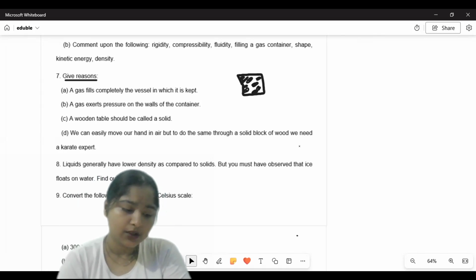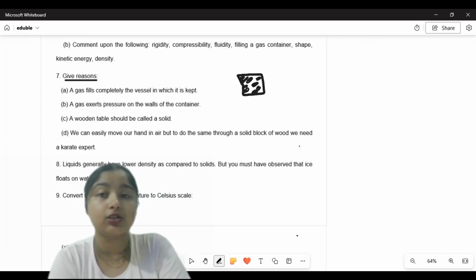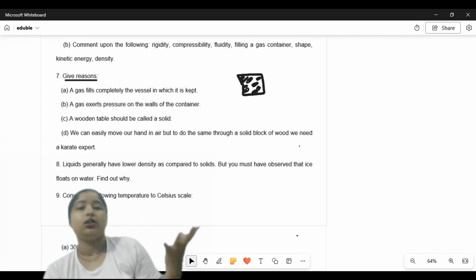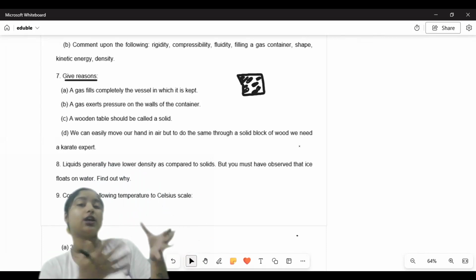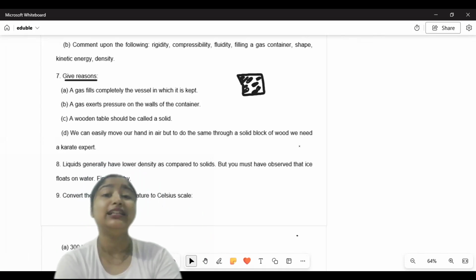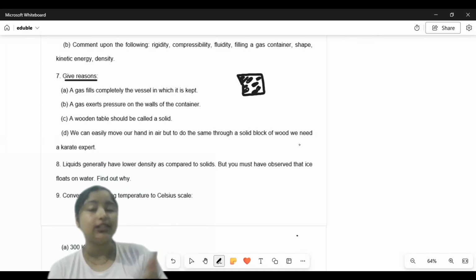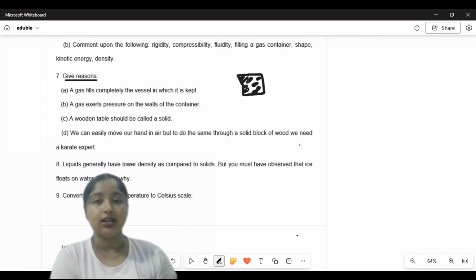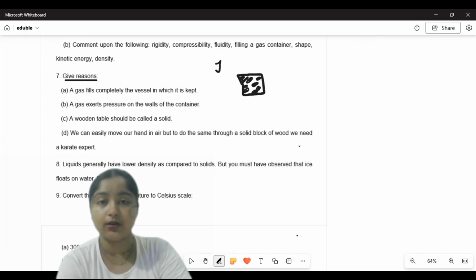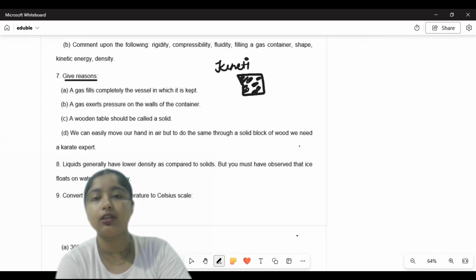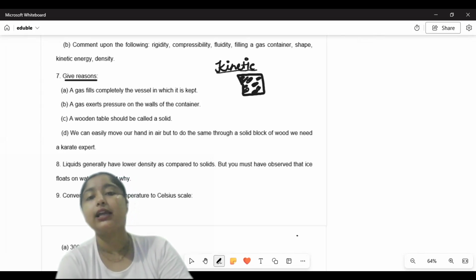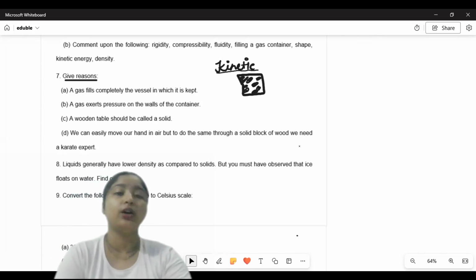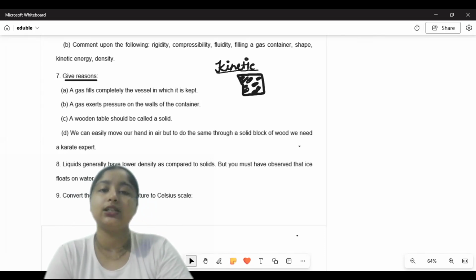Basically, the force of attraction between the molecules of gas is negligible. They don't stick to each other so tightly because they have the least force of attraction, or negligible. So they keep moving in all the space of the container, increasing the kinetic energy. Remember, kinetic energy is energy in motion. So the kinetic energy is higher. That's why the gas fills completely the vessel in which it is kept.